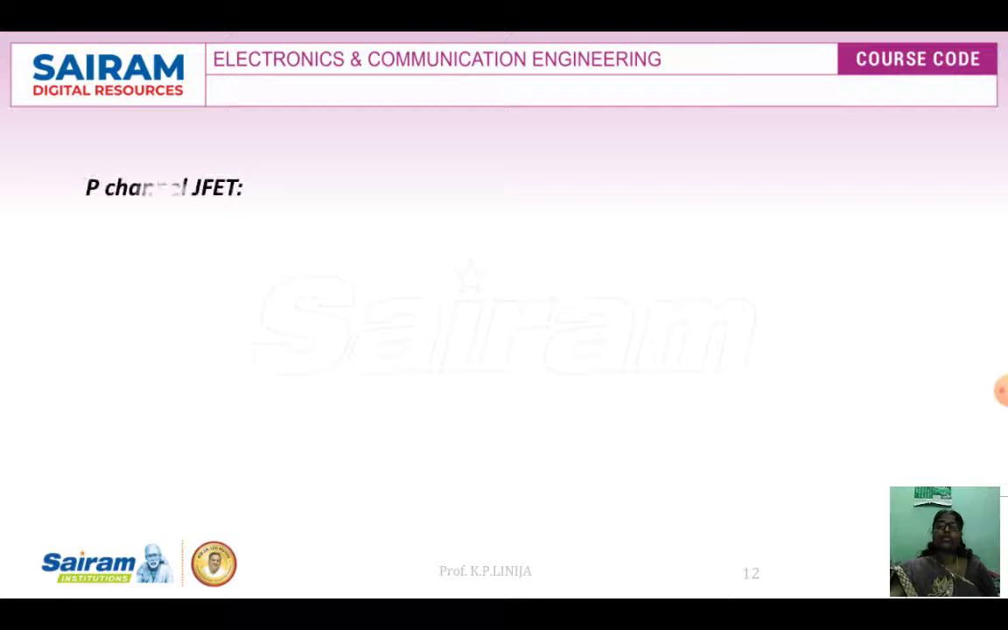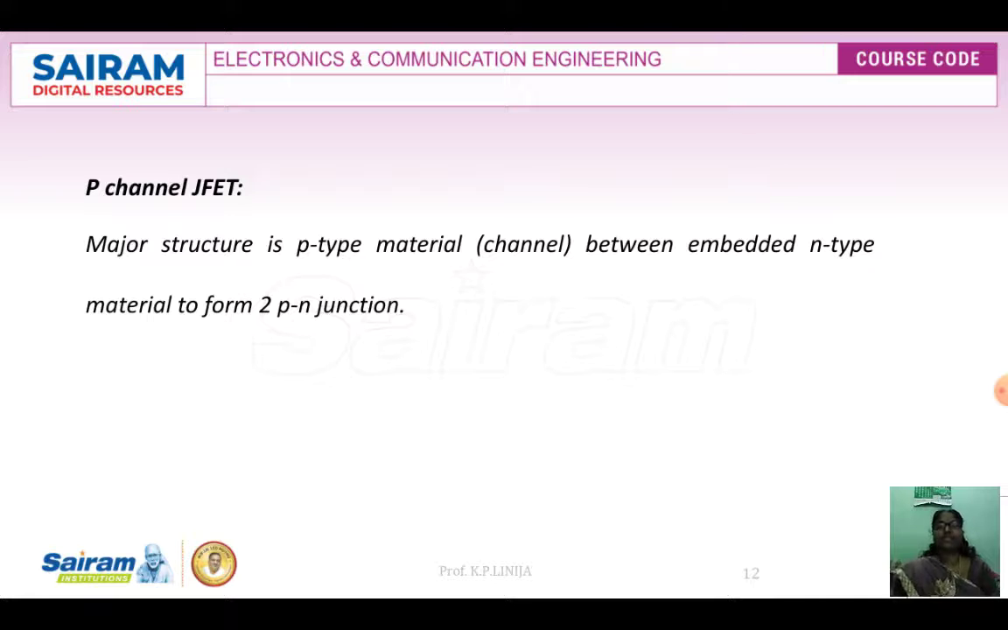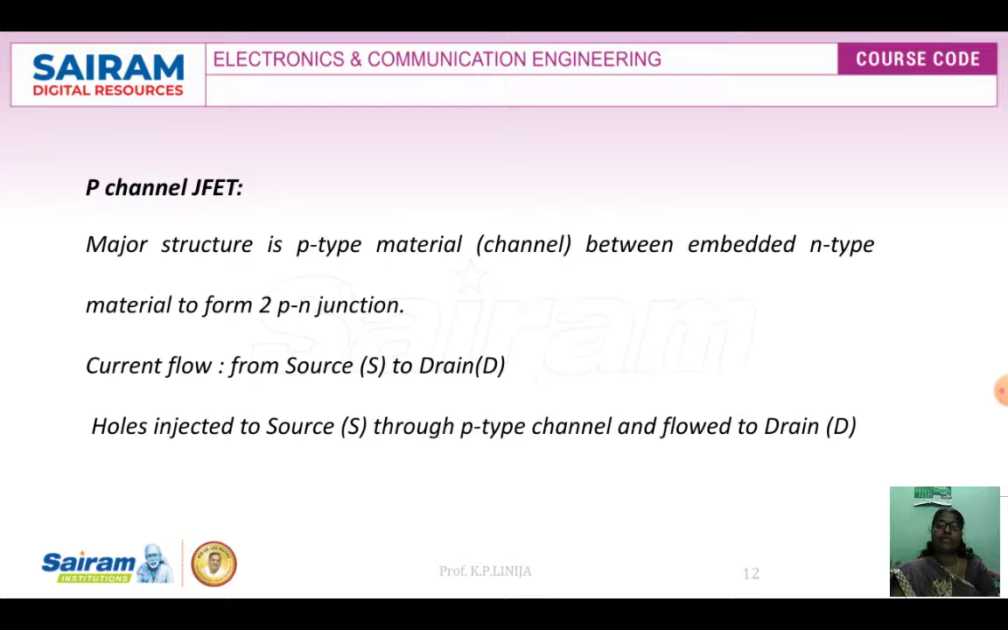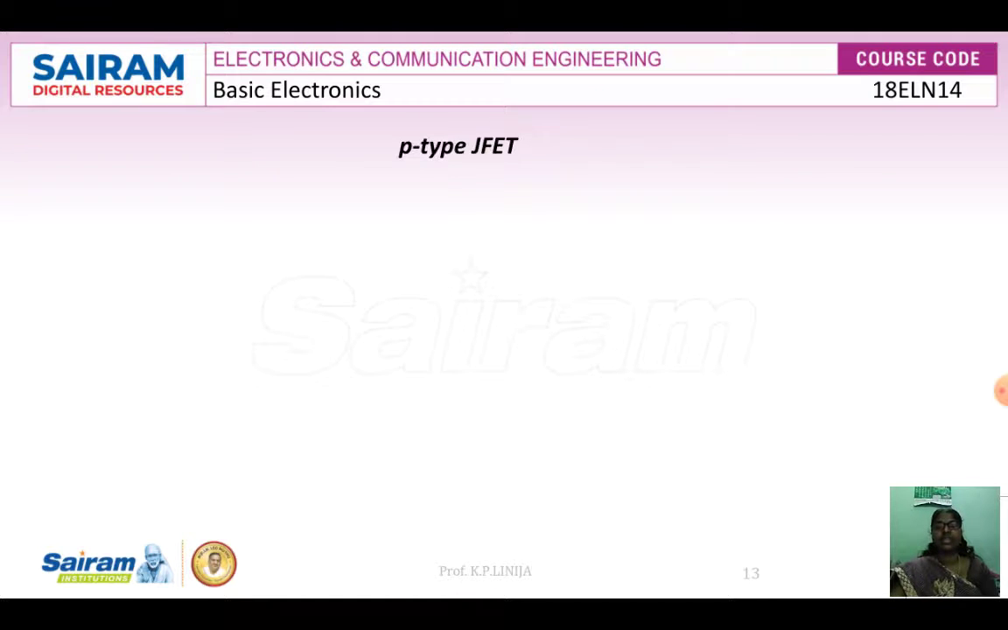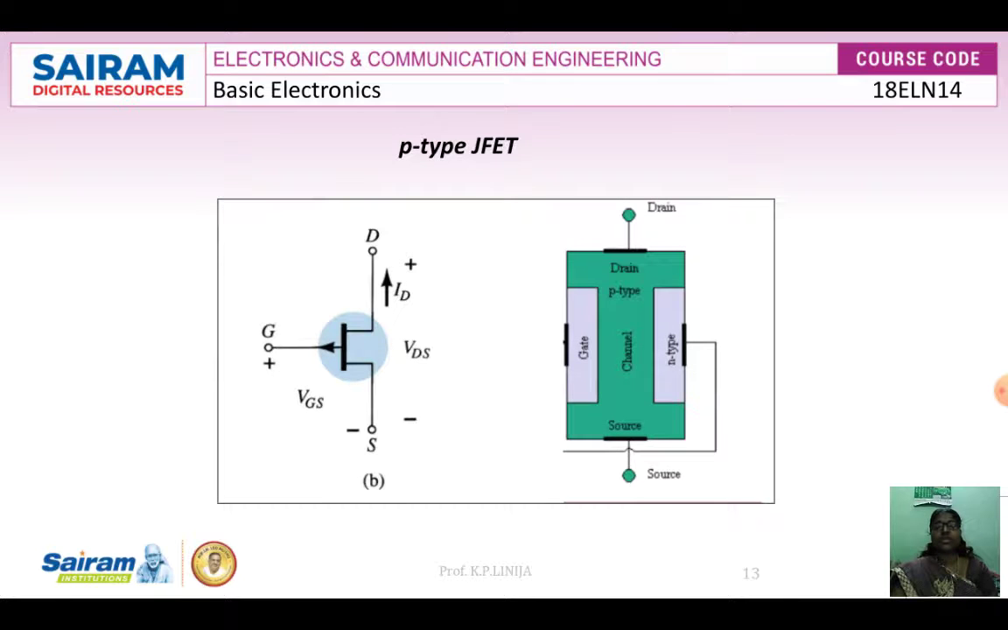Next is the P-channel JFET. In the P-channel JFET, the major structure is P-type material, and this P-type material forms the channel between the embedded N-type material, forming two PN junctions. Current flows from source to drain. The holes will be injected into the source, pass through the P-type channel and flow to the drain. In the structure and construction of the P-type JFET, the channel is P-type and the gate is formed by N-type material.